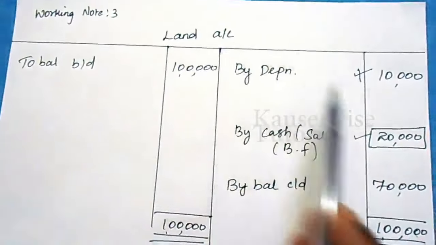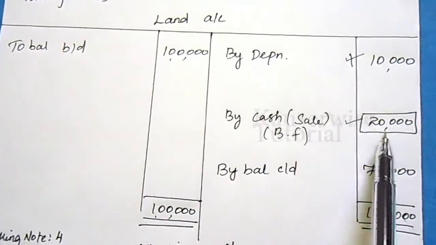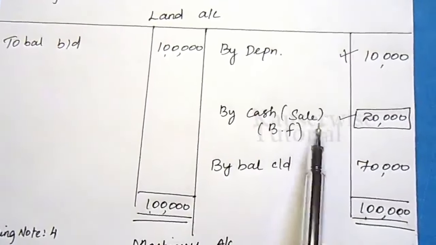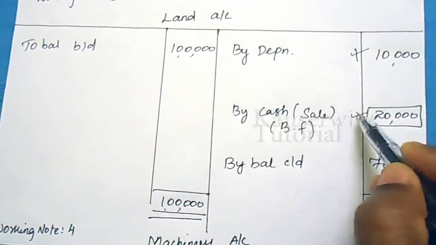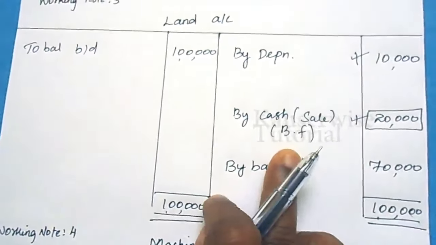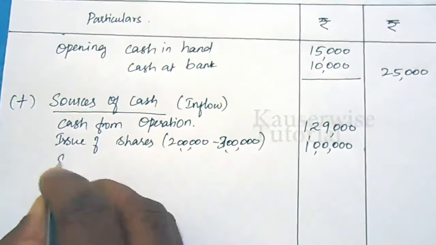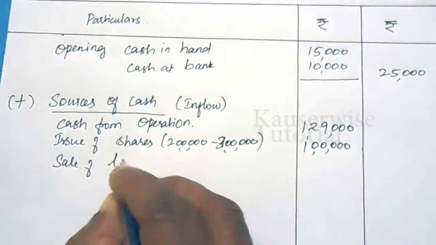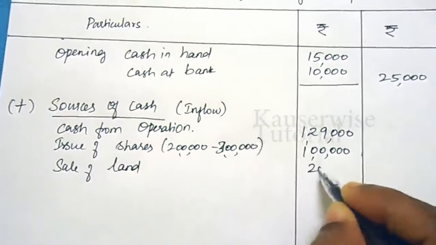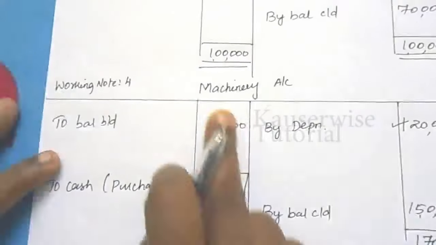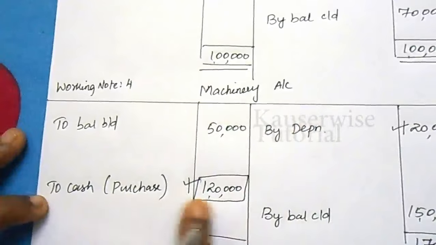In land account, what is the balancing figure? 20,000. No, that is a sale of land. This is an inflow of cash. This will be recorded under sources of cash. Under sources of cash, sale of land. How much? 20,000.